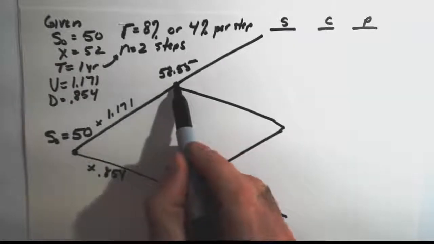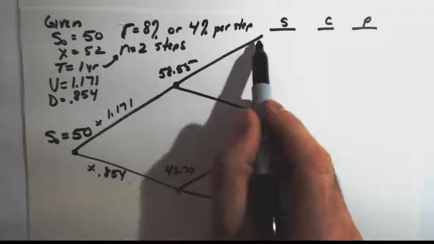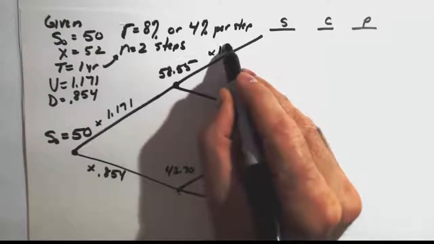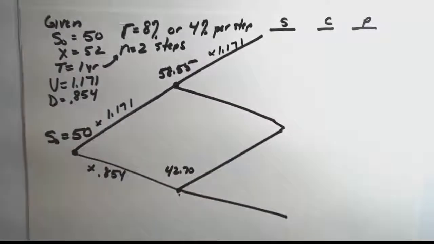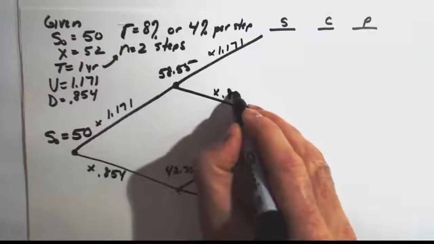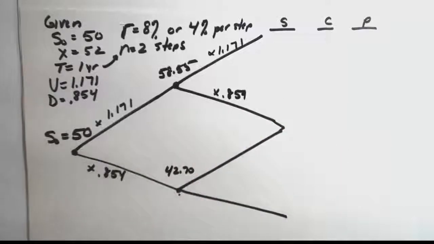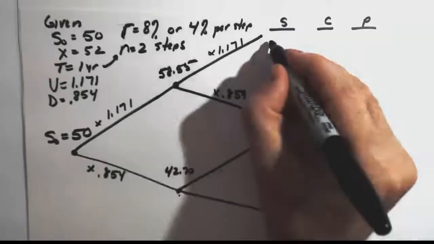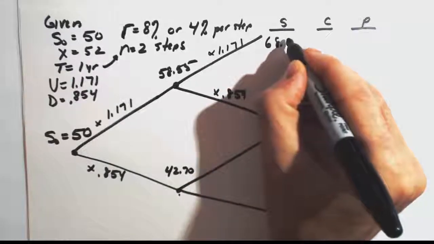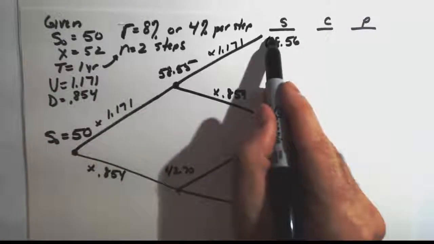So you go up the first step, and then at this step, the stock can go up another 1.171, another 17%, or it can go down, basically around a 15% drop is what's happening here. So the stock can go up to 68.56 at expiration if it goes up and then it goes up again.